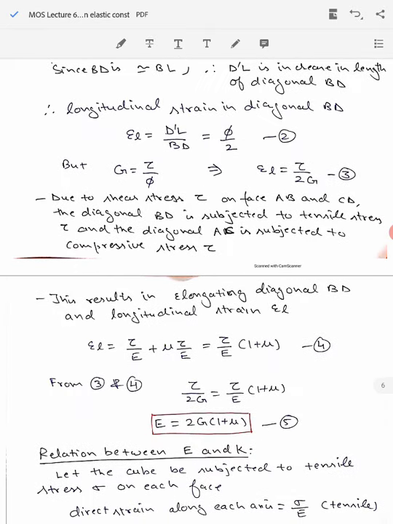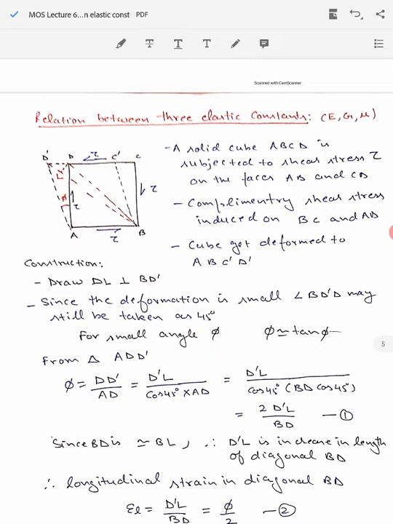Now, due to shear stress acting on the faces AB and CD, the diagonal BD is subjected to tensile stress. We have just seen that there is an increase in the length of the diagonal by the amount D'L, and it is occurring because there is a tensile stress being applied on the diagonal BD because of the stress acting on the faces AB and CD. Similarly, you can see that the diagonal BD is getting increased in length, while at the same time the diagonal AC is getting reduced in length.